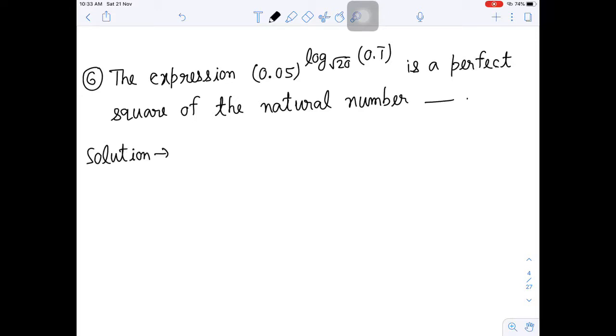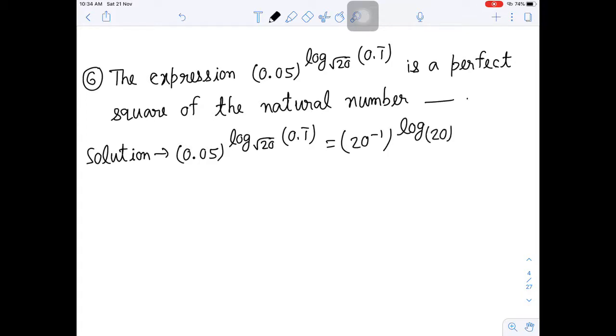Okay, so first of all, if we try to simplify this, 0.05, we can write it as 1 by 20. 1 by 20 is nothing but 20 to power minus 1, raised to power log, you have root 20. Root 20 is like 20 to power 1 by 2, and 0.01 is nothing but 1 by 9, because after the decimal point there is one digit recurring or repeating, so we have to put 9 in the denominator.